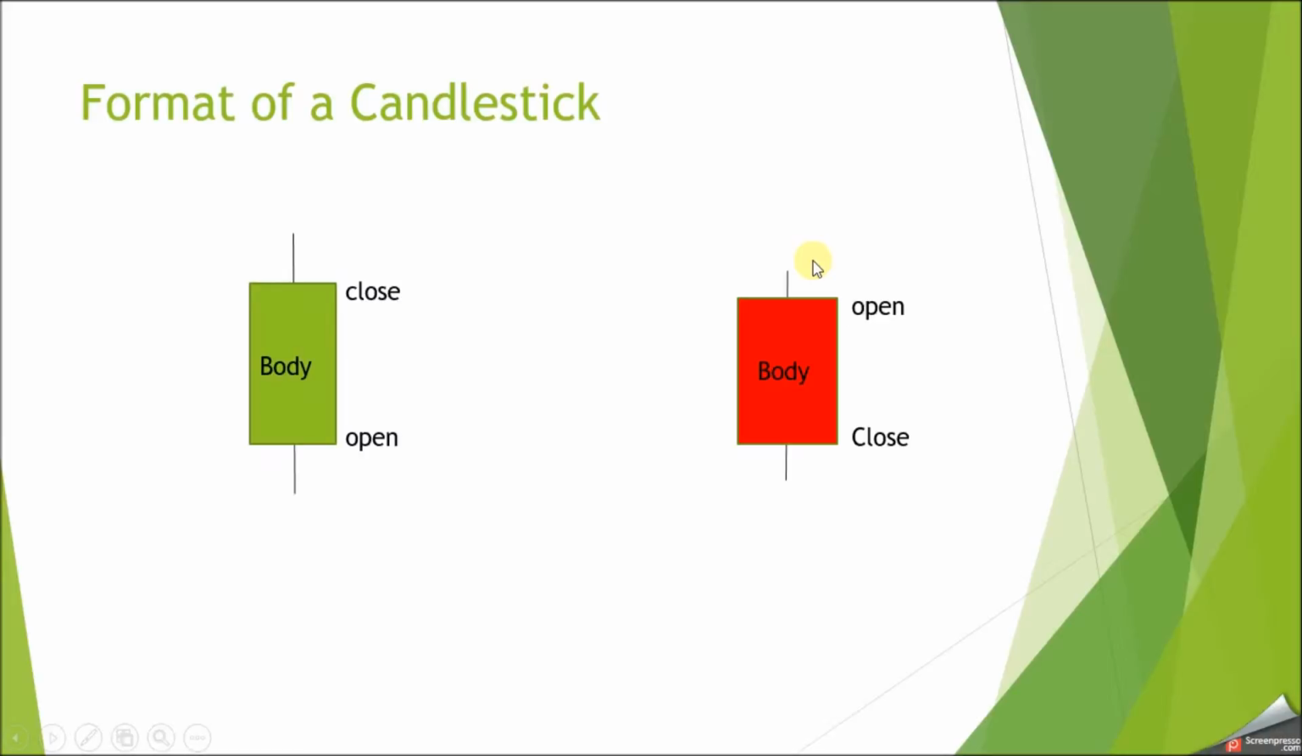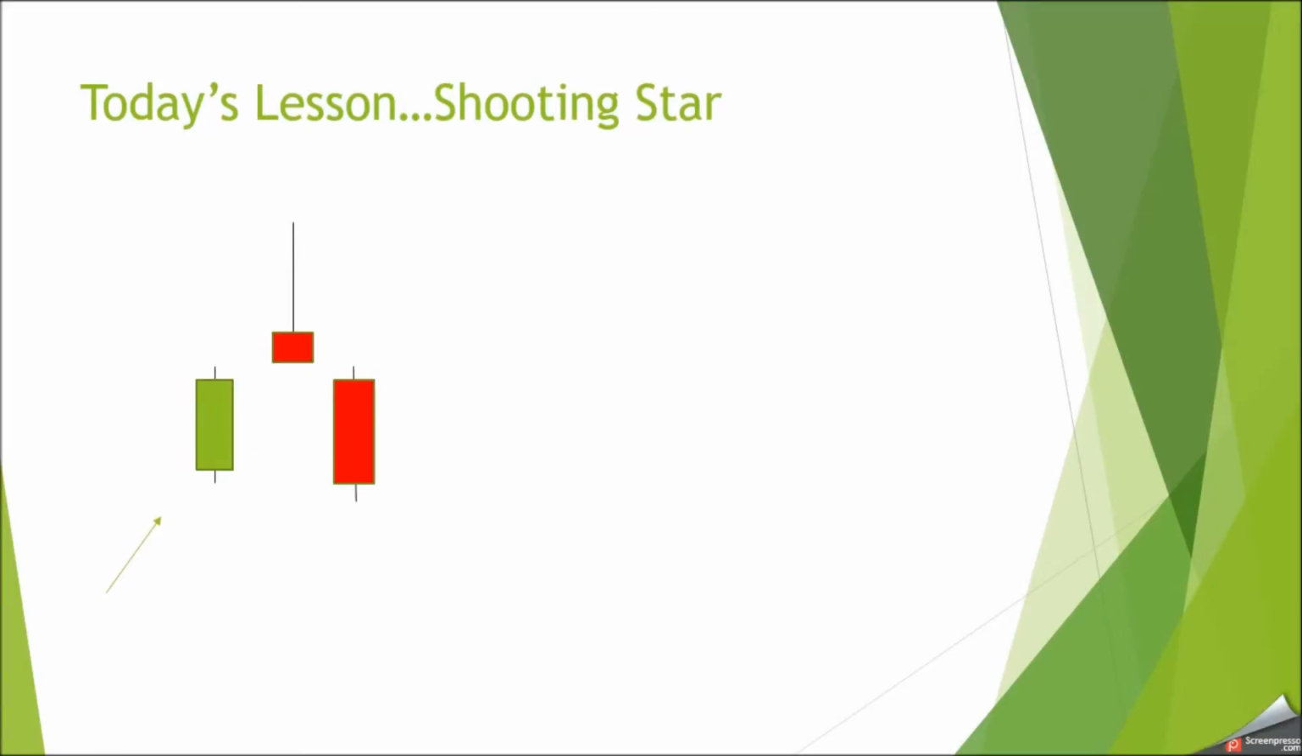Alright, so I think we should have a good idea now of what a candle looks like and how it works. So let's take a look today at one of my favorite candles, and that is the shooting star. So the shooting star, what is it? The shooting star is a bearish reversal indicator, and we spot this shooting star in an uptrend.